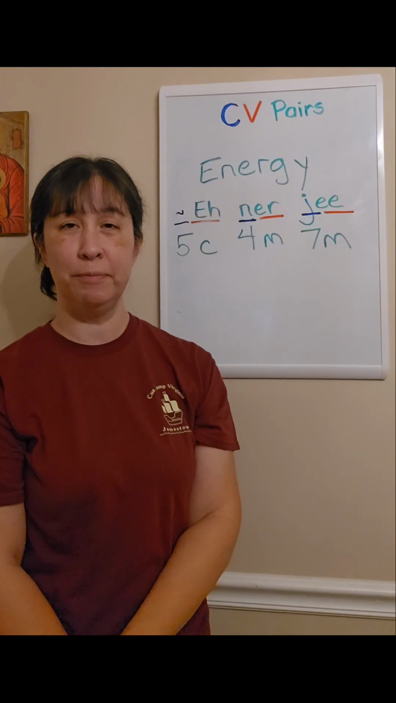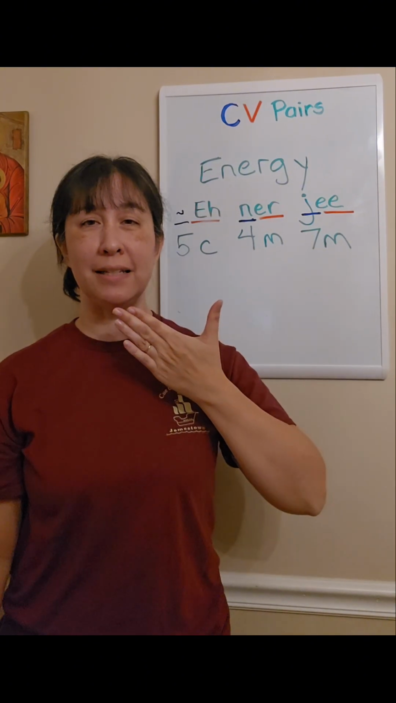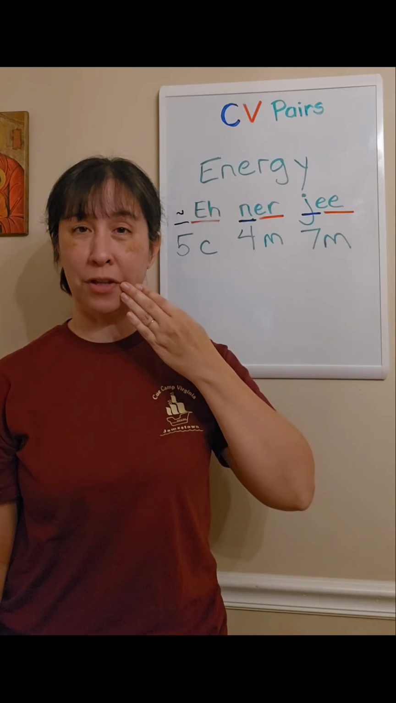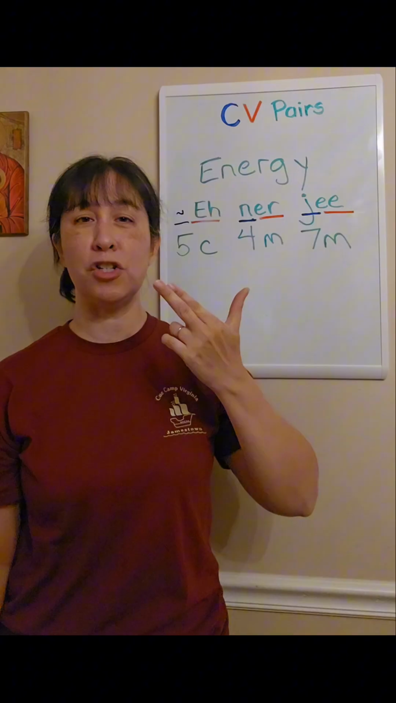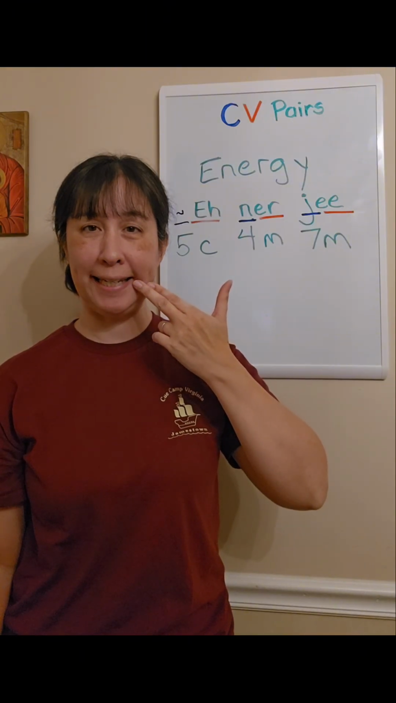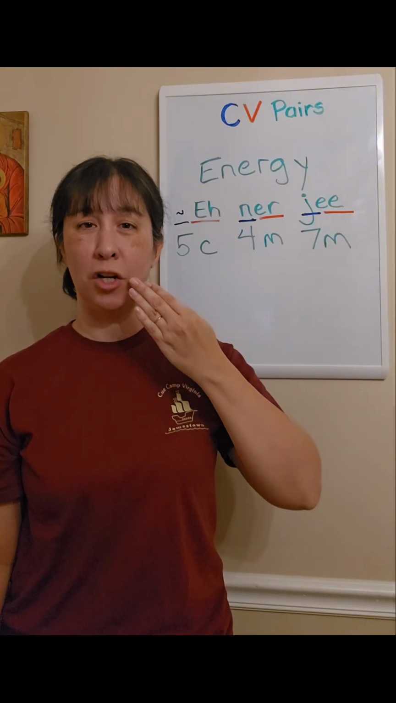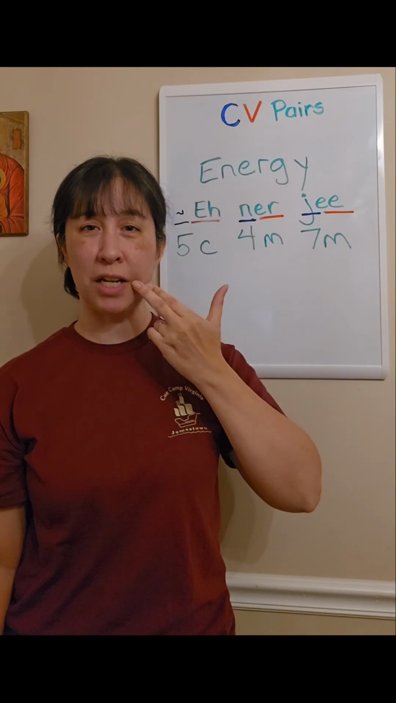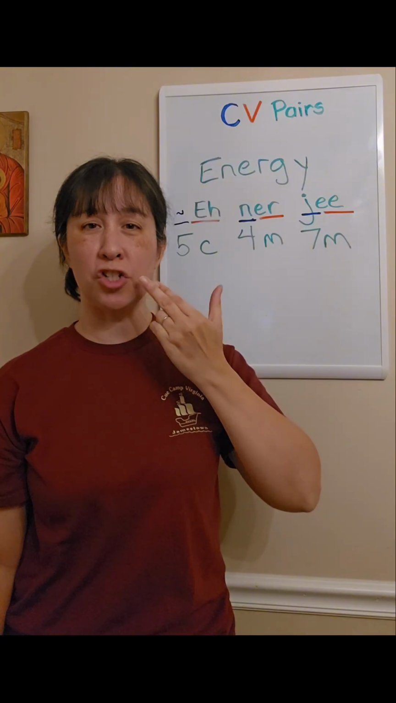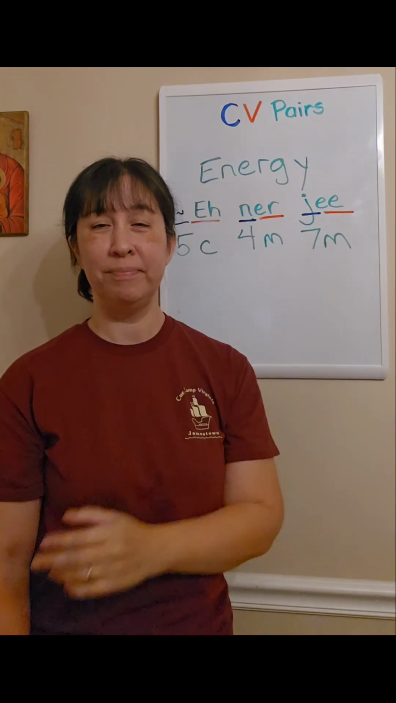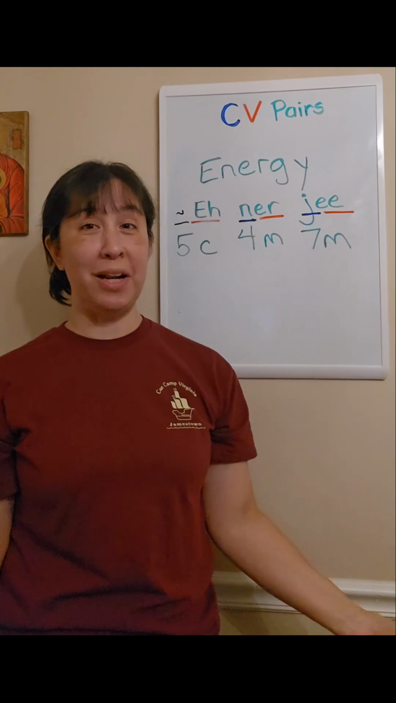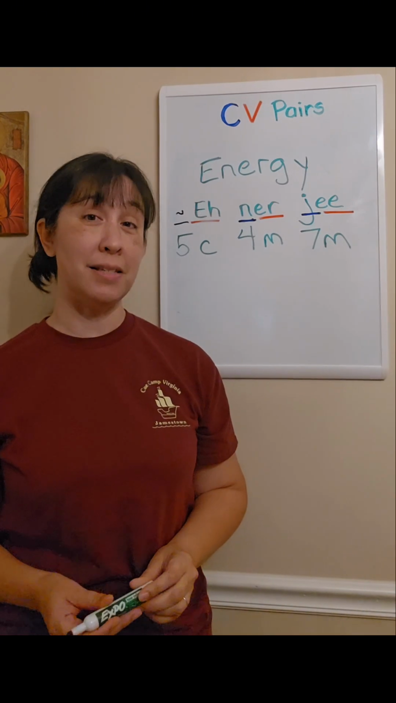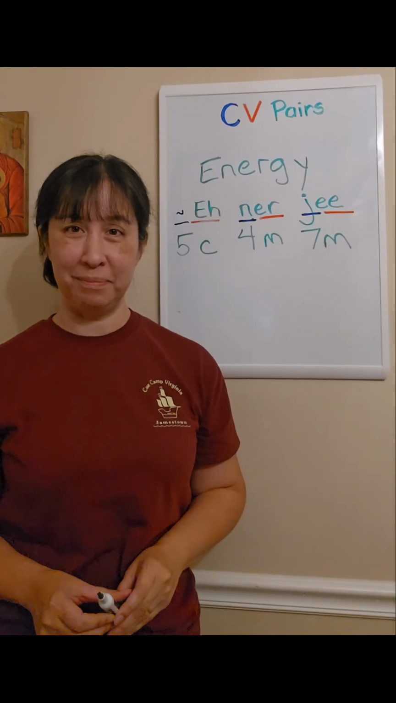Okay, so putting it all together, how would we cue energy? So hand shape 5 at the chin, hand shape 4 at the mouth, ner. And hand shape 7 at the mouth, G. Ner, G. Energy. Energy. Very good. You cued a very long word. We're getting progressively longer, and you've now cued a consonant alone and a vowel alone.